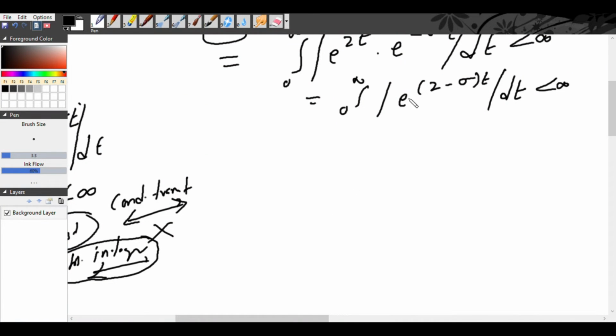And clearly this can be lesser than infinite only if 2 minus sigma is lesser than 0.